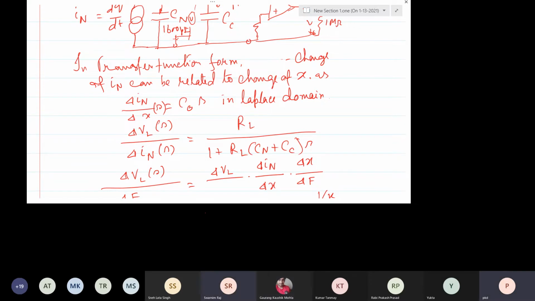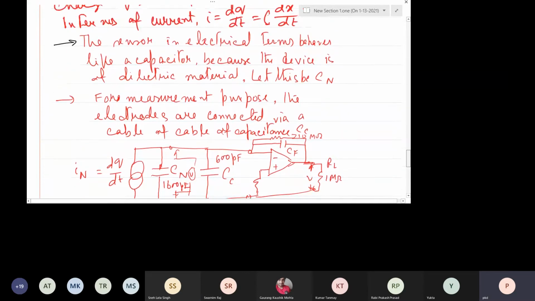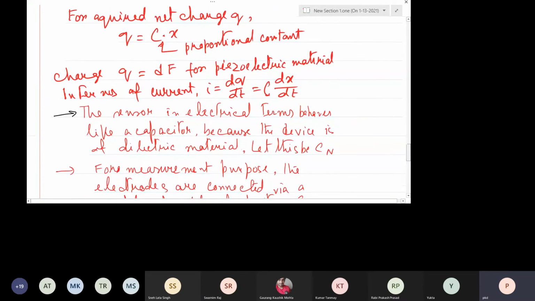What is C0? C0 is a constant. Basically, it was K in Bentley, a capital K and small k. But here I use C0. I equal to dq dt is equal to C0 dx dt, because last class we used a different proportionality constant.